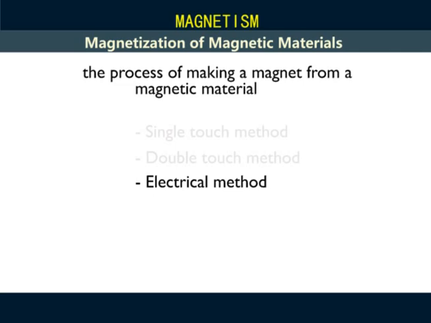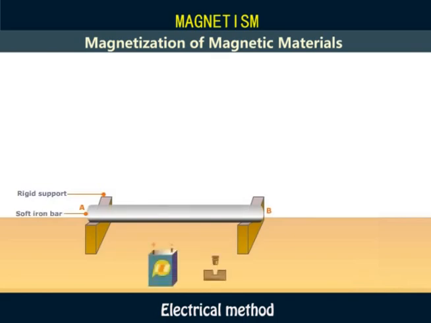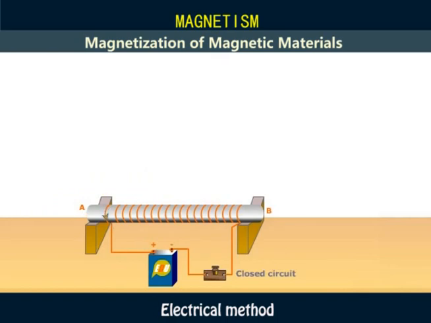Next, the electrical method. The bar to be magnetized is wrapped around with a long coil of insulated copper wire, which is connected to a source of direct current as shown here. When the circuit is closed, a strong direct current passes through the coil and the bar becomes a magnet. The polarity of the bar depends on the direction of the current.